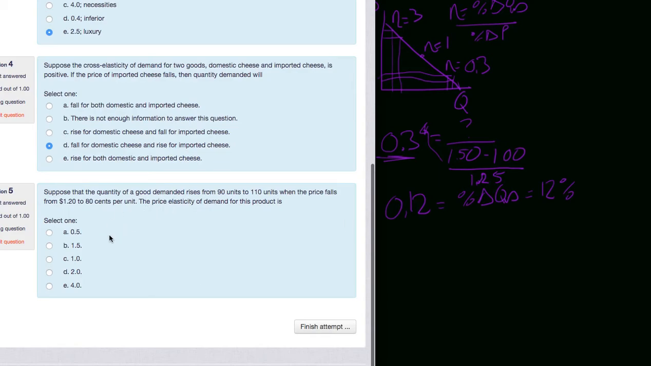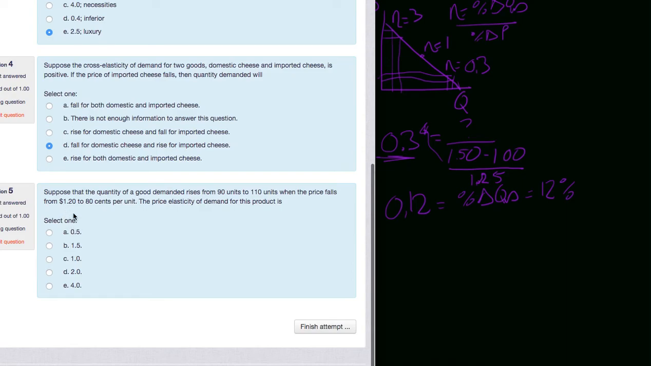This one here is an example of how you could sometimes calculate things rapidly without going through this lengthy process of trying to calculate it out. Suppose that the quantity of a good demanded rises from 90 to 110 units. Why I say it's simple is that the average of these two numbers, which you need to do to calculate the percentage change in quantity demanded, is going to be 100. So I know that this is 20 over 100, which is 20%.